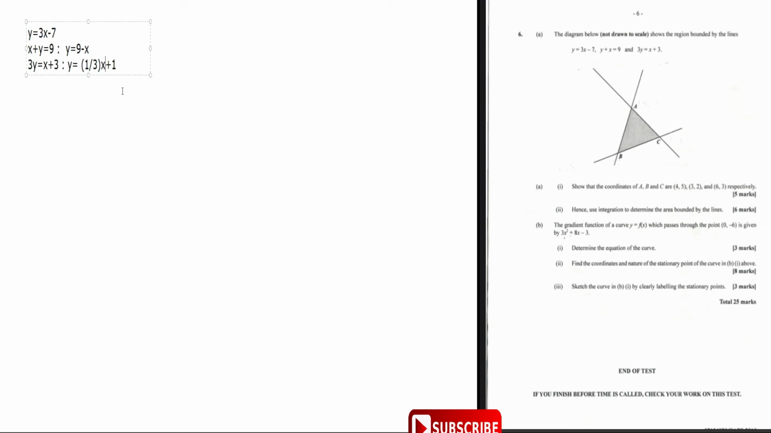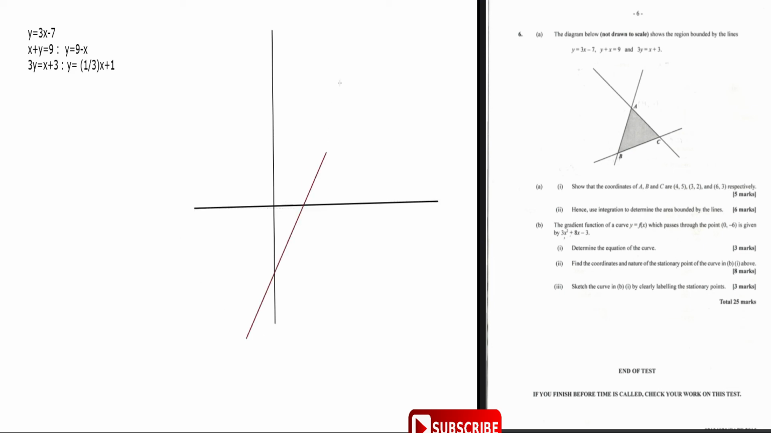Now let's hear what they say. They say show that the coordinates of A, B, and C are (4, 5), (3, 2), and (6, 3) respectively. So I'm going to draw a schematic of the lines. I'm going to draw the lines in red. You have the line 3x minus 7. That's a gradient of positive 3 and cuts the y-axis at minus 7. So this can be something that resembles that. This is minus 7, with a gradient of positive 3.